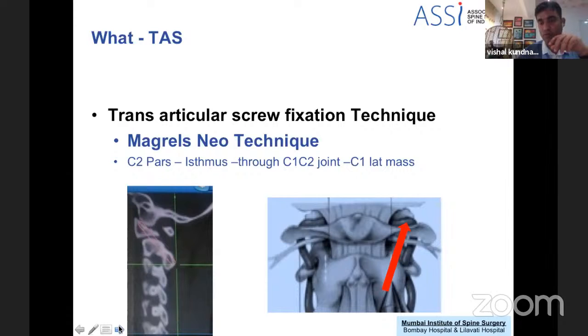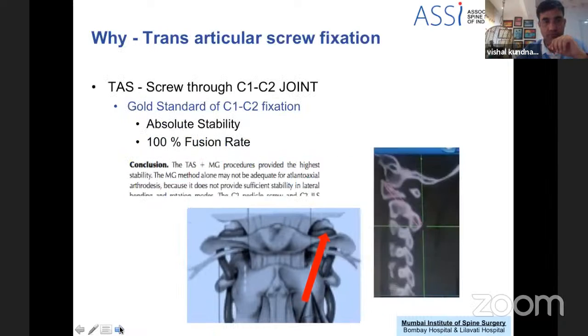And this is something that is useful in almost every pathology which is CV junction related, and it is reducible. Now, why transarticular screw and why not C1C2 segmental? I would say that it's still the gold standard of C1C2 fixation, gives the absolute stability, and I would say this is the only technique which gives you 100% fusion rate.